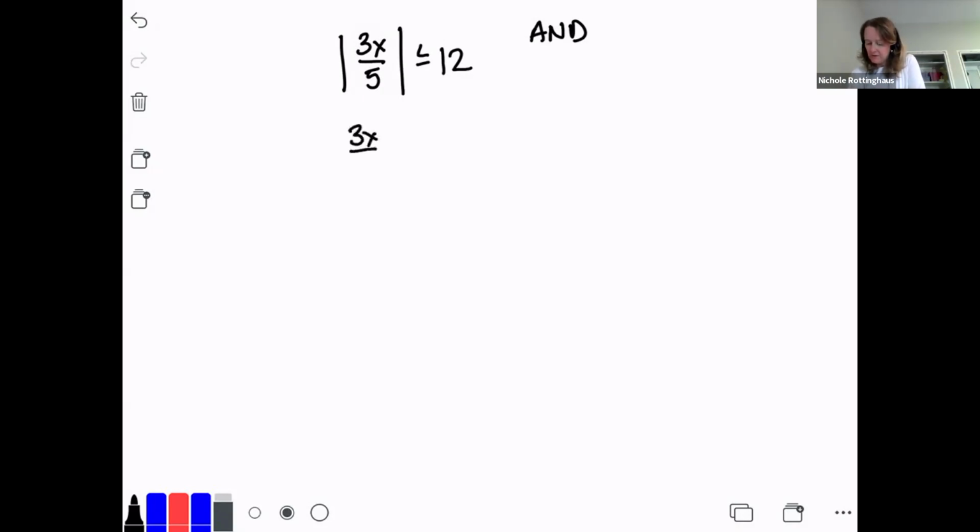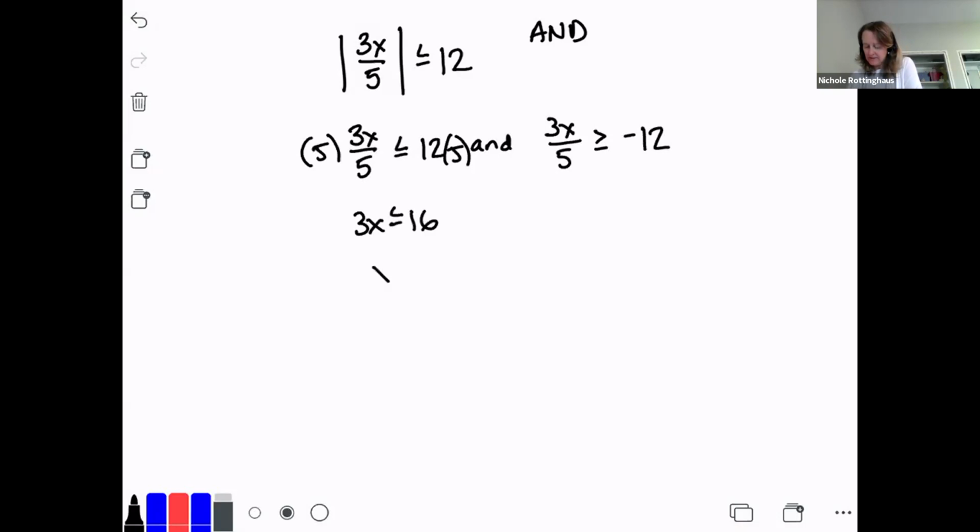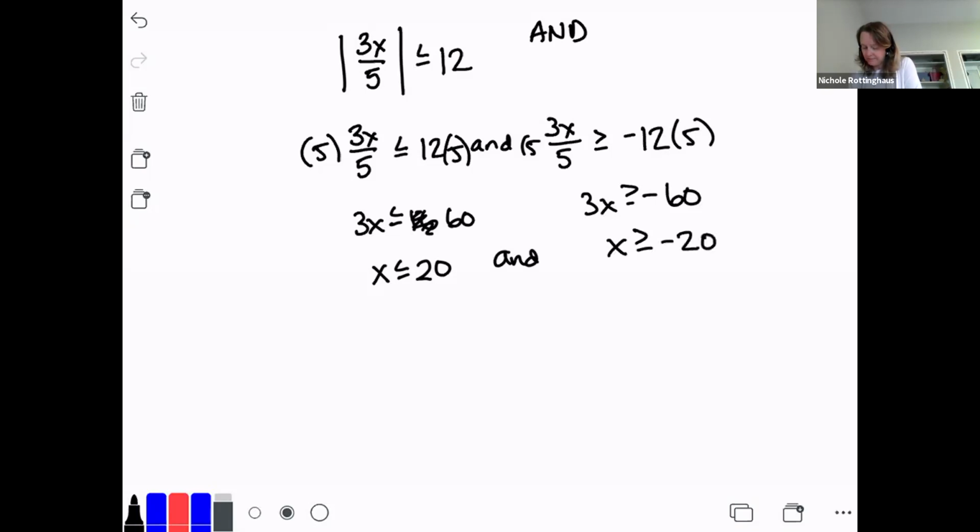So 3x over 5 is less than or equal to 12. And 3x over 5 is greater than or equal to negative 12. And now I just solve both of those. So I'm going to multiply by 5 on both sides. 3x is less than or equal to 60. Oops, not 16, 60. X is less than or equal to 20 if I divide by 3. And multiply by 5 on both sides. 3x is greater than or equal to negative 60. So x is greater than or equal to negative 20.